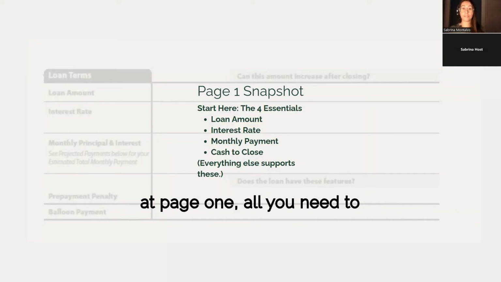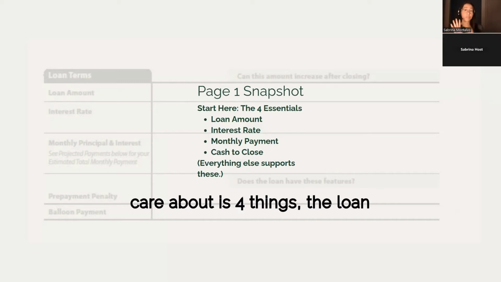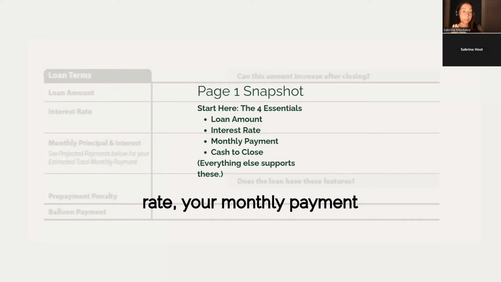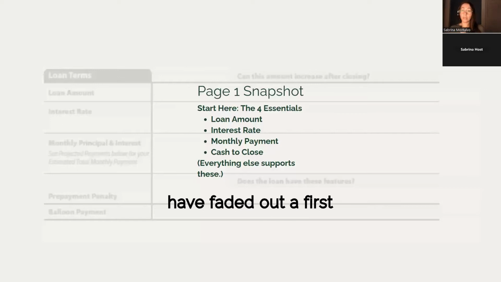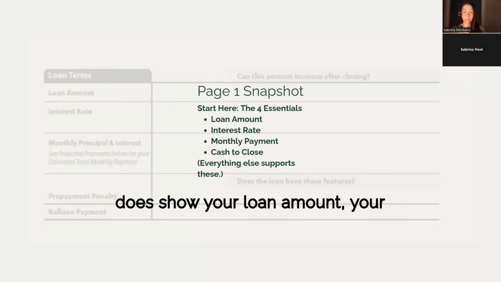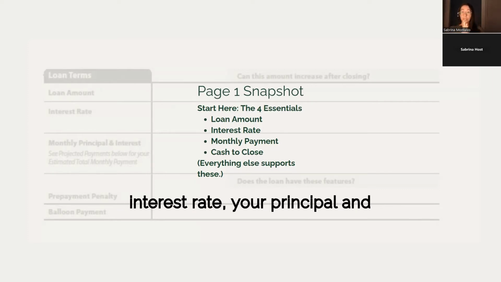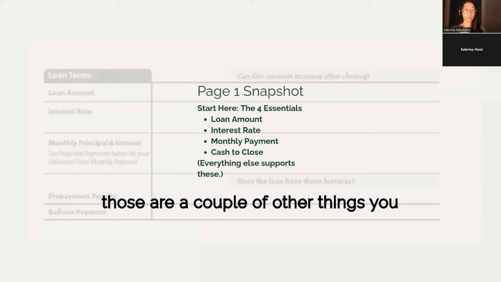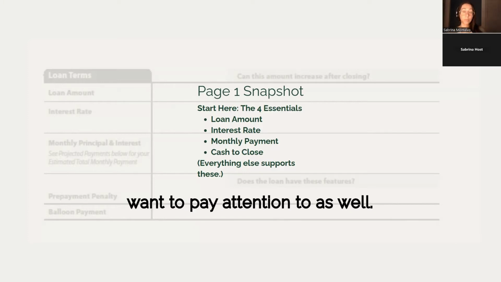So when you look at page one, all you need to care about is four things: the loan amount, your interest rate, your monthly payment, and your cash to close. Okay. So as you can see, I have faded out the first section of the first page of the loan estimate right here, which does show your loan amount, your interest rate, your principal and interest, if there's a prepayment penalty, and if there's a balloon payment. So those are a couple other things you want to pay attention to as well.